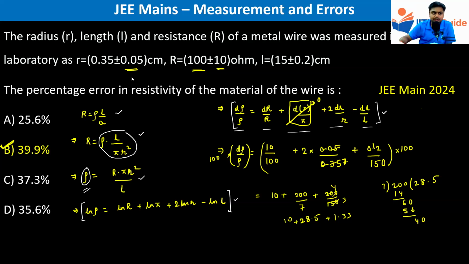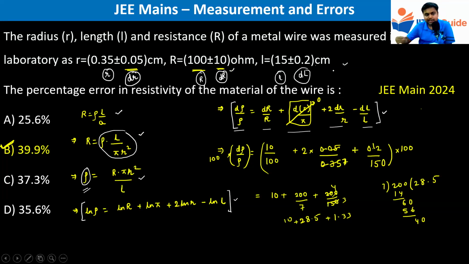I'll just mention here, this is dr, this is r, this is the error in resistance, this is the resistance, this is the error in length, this is the length, and all these errors you will find are less than or equal to 10%. So therefore we can apply this formula.